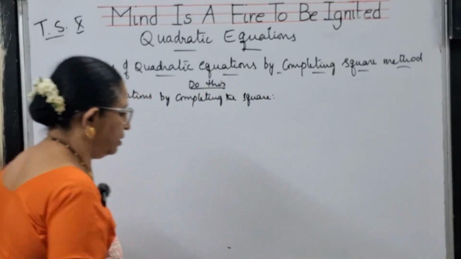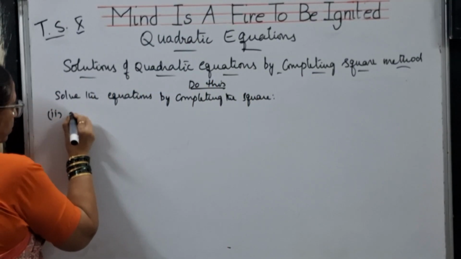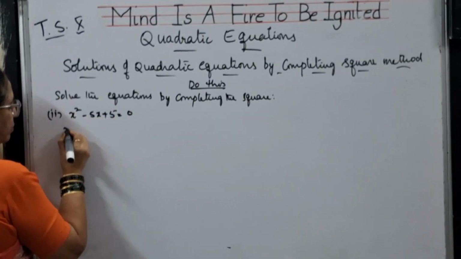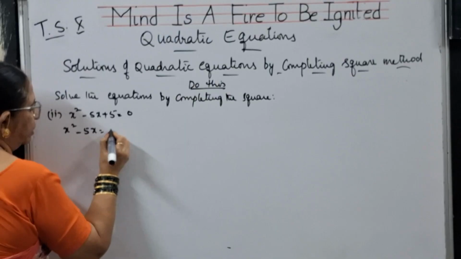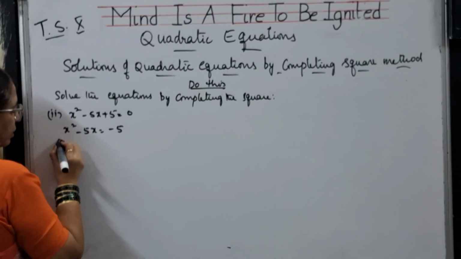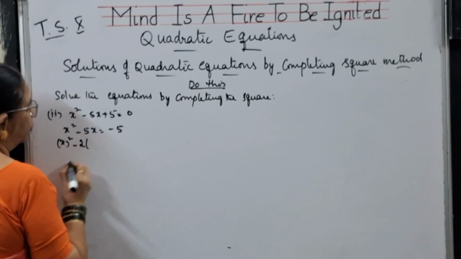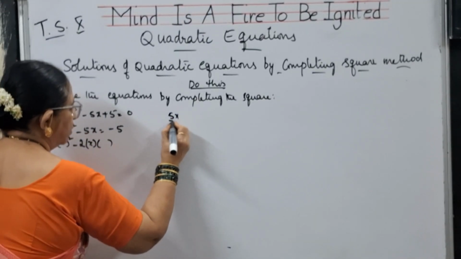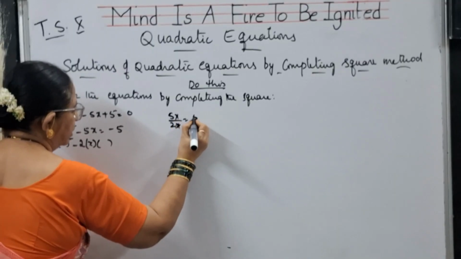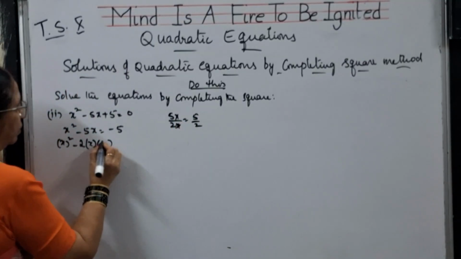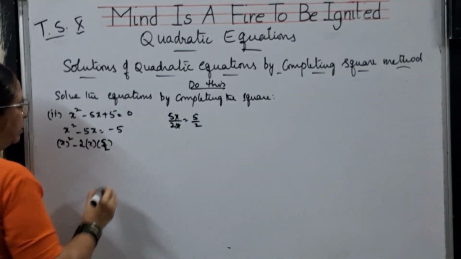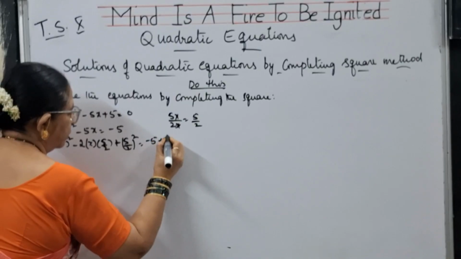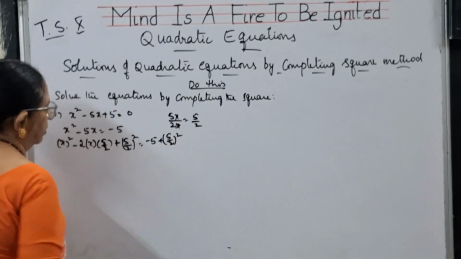Now, second bit is x square minus 5x plus 5 is equal to 0. That means x square minus 5x is equal to minus 5. x whole square minus 2 into x into something again. 5x by 2x, what am I getting? 5 by 2. So I should write it here as 5 by 2 plus 5 by 2 whole square is equal to minus 5 plus 5 by 2 whole square.